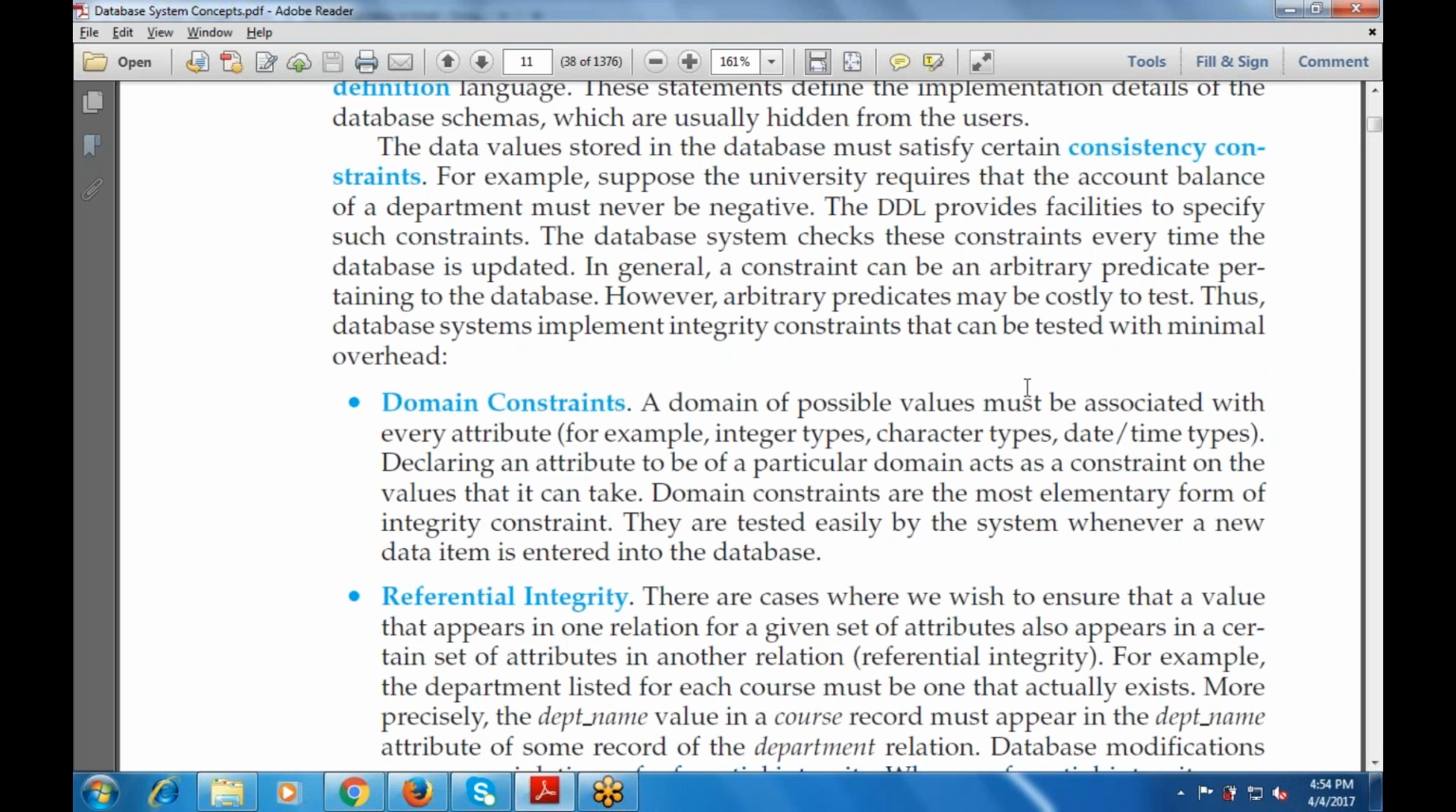Next, yes, domain constraints are the most important or elementary integrity constraints. These are tested easily by the system whenever a new data item is entered in the database.